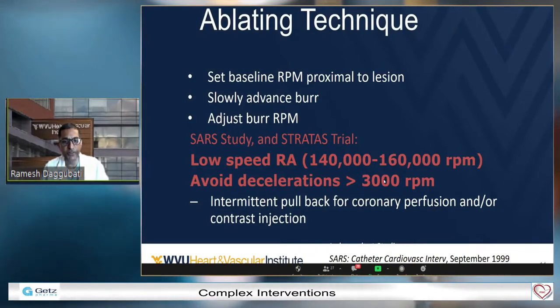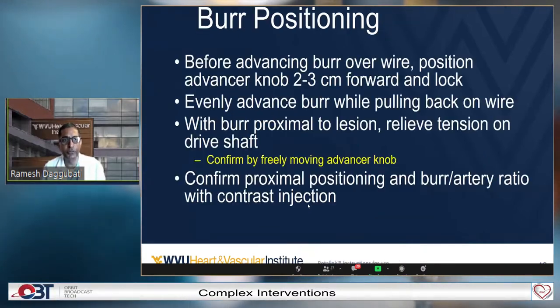Avoid decelerations of more than 3,000, and definitely more than 5,000. If it crosses a deceleration suddenly, if it falls from 150 to 140, you're going to be in trouble. It might get stuck, so please be aware of that. And do intermittent pullback for coronary perfusion, with contrast injection and giving nitro, making sure that you're good.